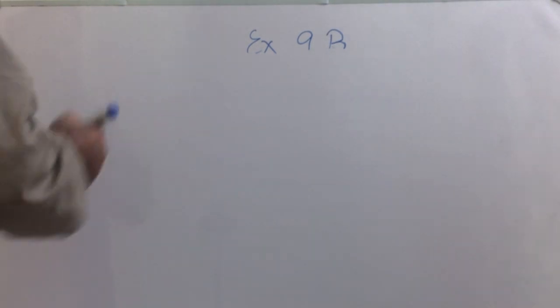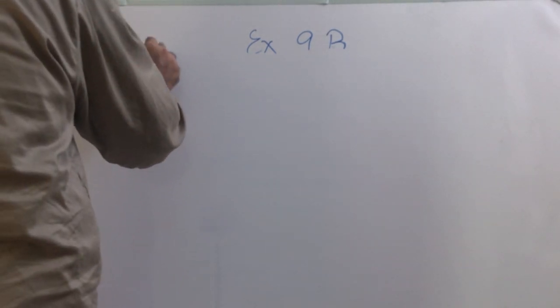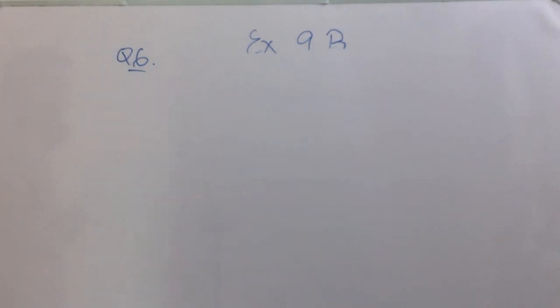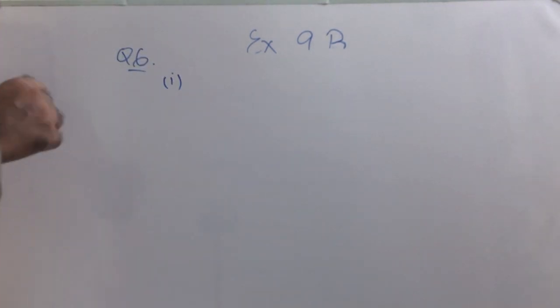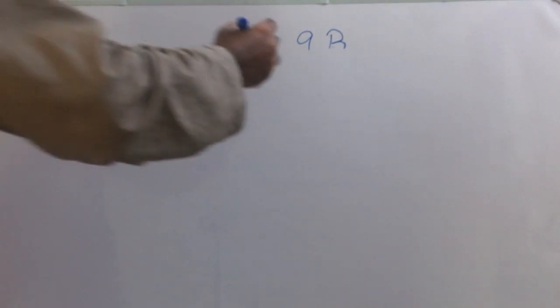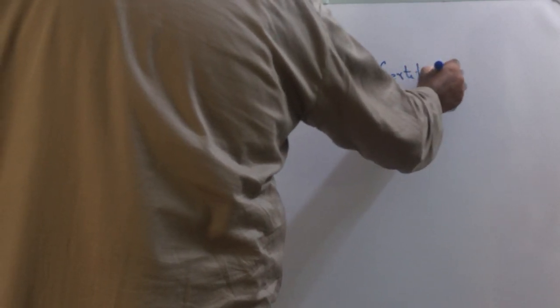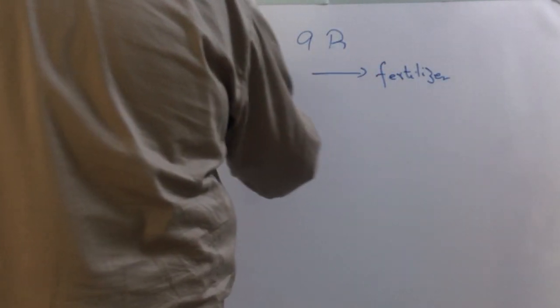Now I will be doing question number 6. We are doing exercise 9b. Question 6 says 200 grams of fertilizer is required for a plot of land that has an area of 8 meters square. Part 1 says, find the amount of fertilizer needed. So we need to find the fertilizer amount. We have the area.